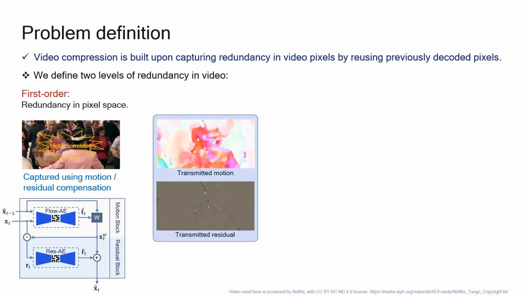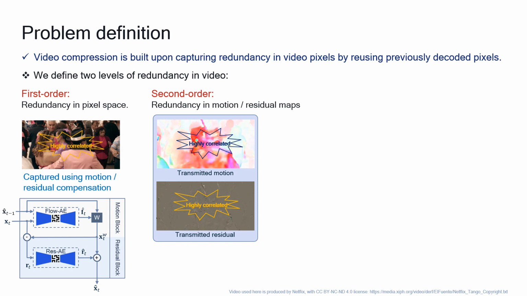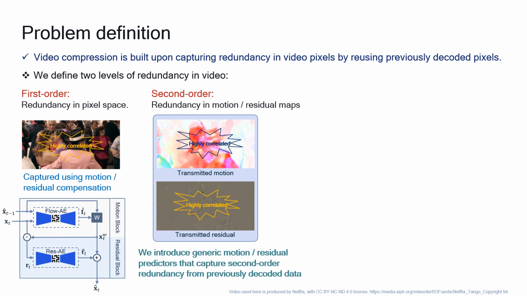The transmitted motion and residual maps corresponding to the video sequence are shown here, and as can be seen, both these maps are highly correlated across time steps. This leads us to the second order redundancy, which is the redundancy in motion and residual maps. In this work, we introduce generic motion and residual predictors that capture second order redundancy by reusing previously decoded data.